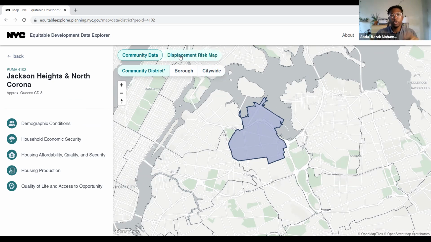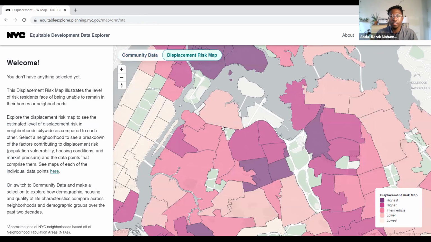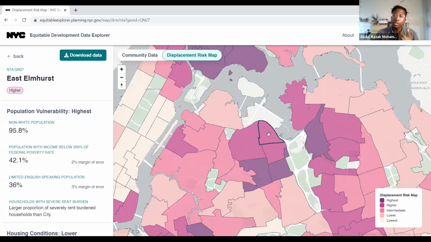So I'm going to jump back over to displacement risk map. And when I do that, I know that this rough area here, where there's now kind of 3 or 4 blocks, is where Jackson Heights in North Corona is. So I might click around. I click this top right one. It says that it's East Elmhurst, so that's not exactly it. We want to focus on Jackson Heights for this example. Click on this one on the bottom. That's North Corona. That's part of that community district, but not what we want to look at. And then what we land on is right here, Jackson Heights.